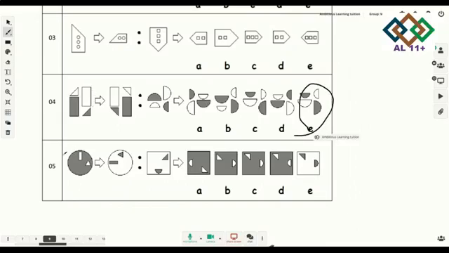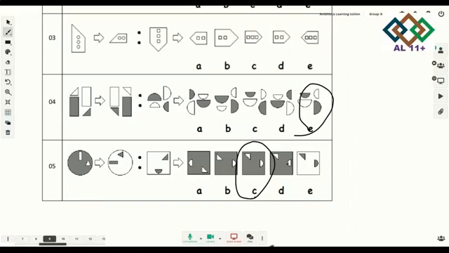So in number 5 now, I can see that they are rotating. The whole pattern rotates 90 degrees anti-clockwise, and the gray and white swap colors. This becomes white, this becomes gray, it goes inside color. So the answer is C. So I hope you understood. I'll wait for a second, then I'll move on to the next one.